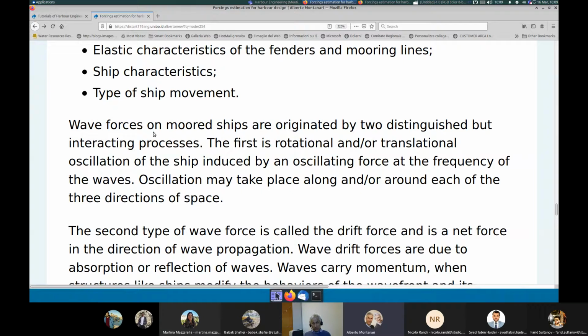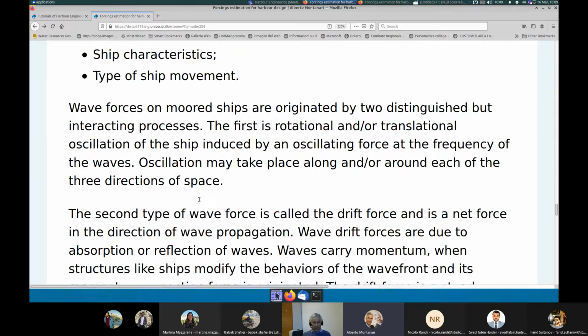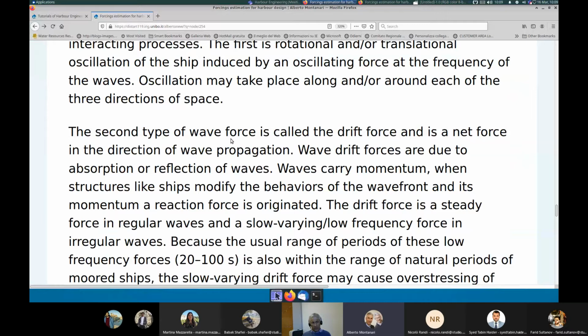And then let's say another premise. Wave forces on moored ships are originated by 2 distinct but interacting processes. The first is the up and down movement of waves. So it's an oscillation. And the second type of wave force is called the drift. And the drift is a net force in the direction of wave propagation. What causes the drift? The drift is caused by absorption or reflection of waves by the ship.